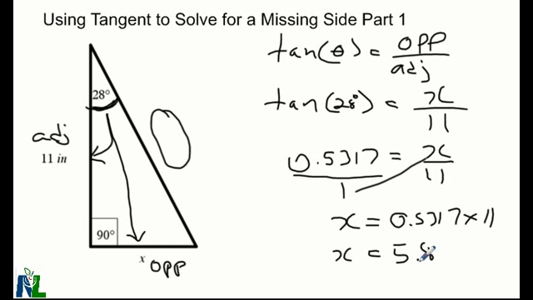5.8. And because we're dealing with a side as a measurement, and we're dealing with a triangle which has a side measured in inches, our answer, x, is going to equal 5.8 inches.